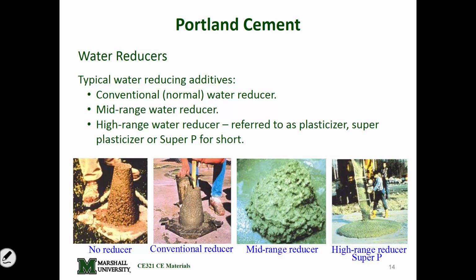You can see we have no water reducers on the far left there. Coming out of the slump cone, it stays in the exact same shape we put it in there when we formed it. We put in conventional reducers, mid-range reducers, and of course we put the Super P in there. It's a self-leveling concrete. It flattens out and will travel large distances and will flow around rebar easier and things of that nature. You've got to be careful with the Super P though, because if you get too much in it, then it can cause aggregate segregation. There's not enough solids, it's too fluid, and all the rock just drops to the bottom. And then you don't get good uniform concrete like we like to have.